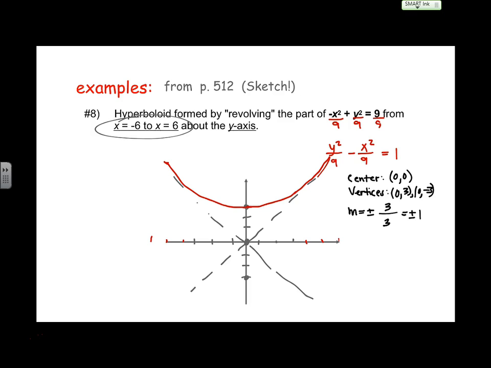Because where are we revolving this about? The y-axis? Oh, wait a minute. Hold on. Hyperbolas have how many branches? 2. So we have to also get our downwards one.